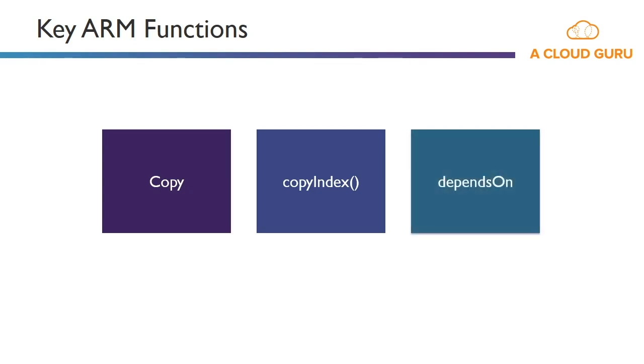And finally, we've got the depends on function as well. And this just tells us that a specific variable depends on another one or another piece in the ARM template that we've created. But again, I advise you to check that out in the subsequent demos. It will bring that home for you. Just know about these functions for the exam.